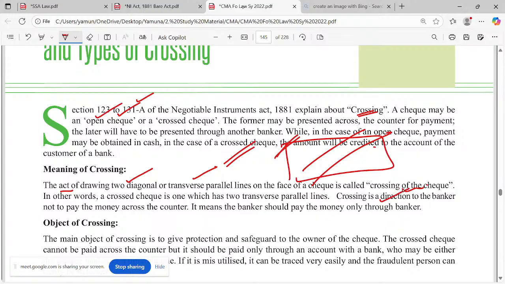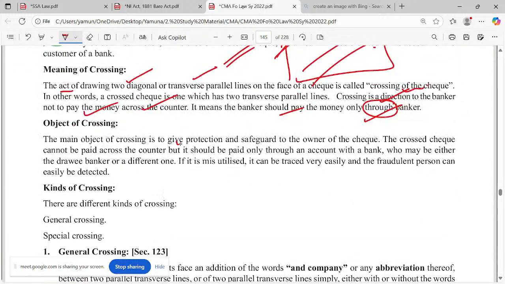It's a direction to the banker, which means you are instructing the banker not to pay the money across the counter. If the payee has an account, then you can pay to that account. It means a banker should pay the money only through the banker, through the account. The object of crossing is to give protection and safeguard the owner of the check. I'm not going line by line.